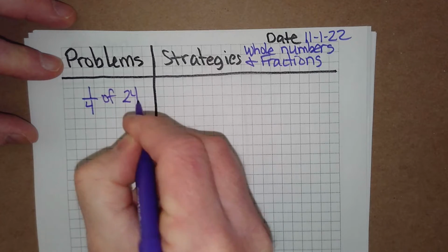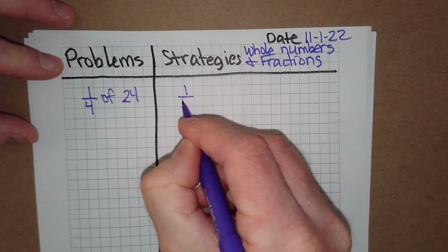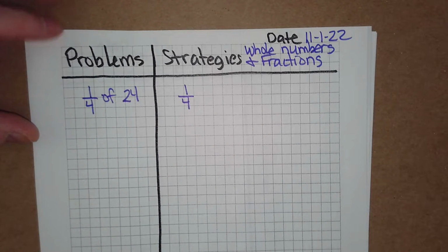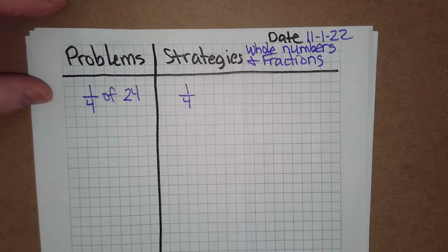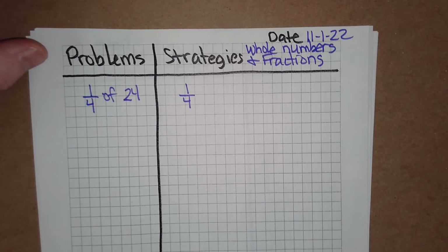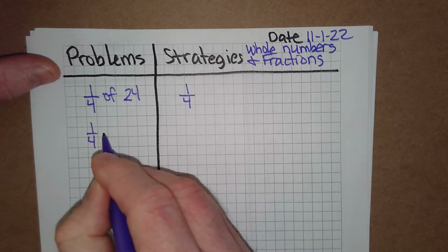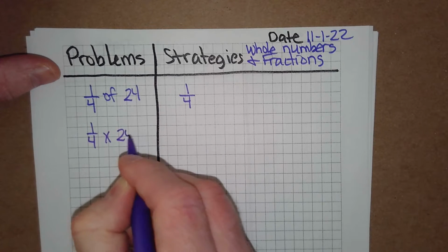Before we try to solve this, someone raise their hand and tell us what the word "of" means. Stands for what? Multiply. So 1/4 of 24 is like saying 1/4 times 24.